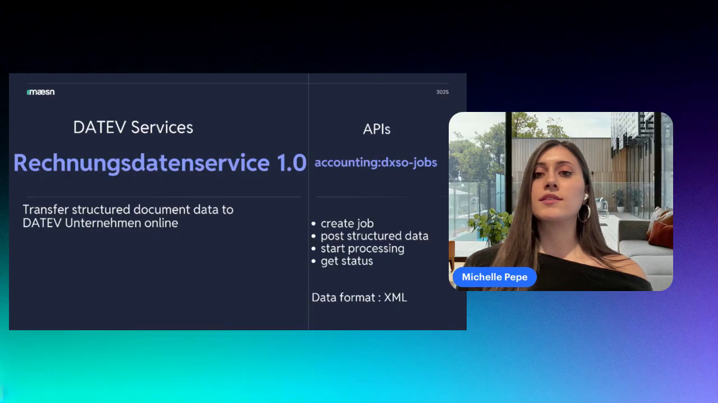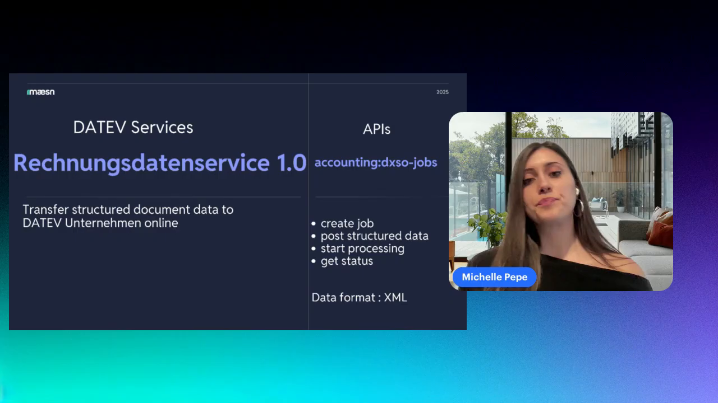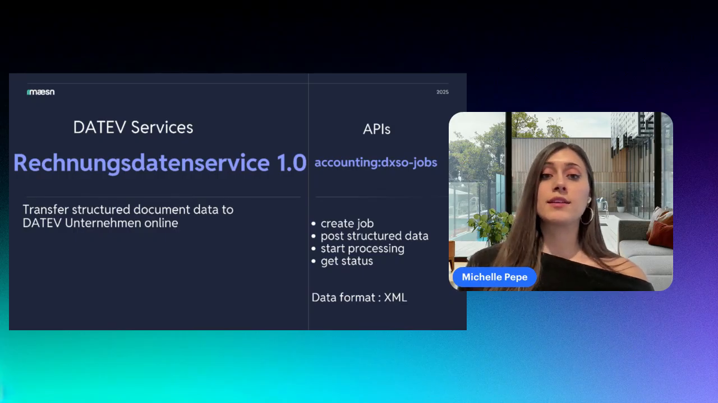The second service is called Rechnungsdatenservice 1.0. This is used to transfer structured data to DATEV Unternehmen Online. And the related API is called the Accounting DXSO Jobs. This API as well provides multiple endpoints, but it's a little bit more complex than the previous one.